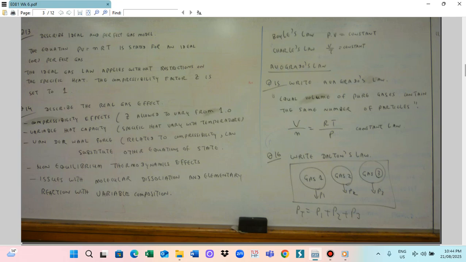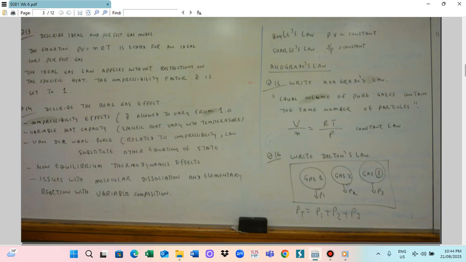So this is for Avogadro's law. Avogadro's law means that equal volumes of pure gases contain the same number of particles. This is Avogadro's law. Okay, Dalton's law was published in 1801.